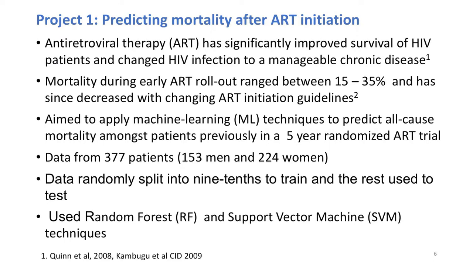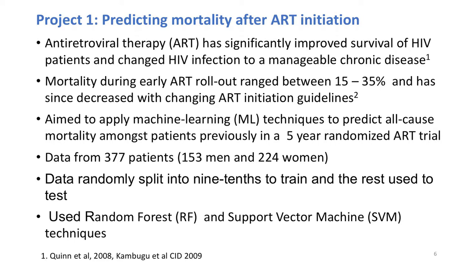One of the ways that we have attempted to use data science methods or machine learning is to try and predict mortality after ART initiation. ART is antiretroviral therapy that is given to patients who are HIV positive. We know that over the years, mortality has decreased because of the rollout of ART, but we still see a good number of patients who die right after initiation.